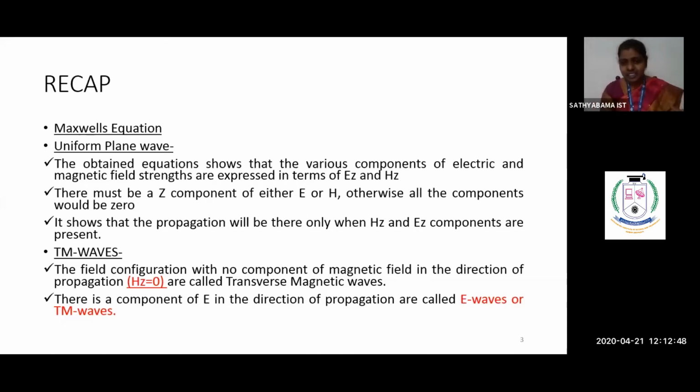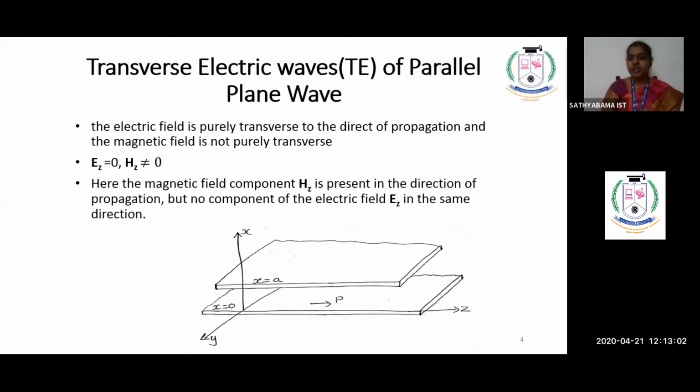With that we started the derivation. Then we found out what components exist and do not exist. So this is the recap of all the concepts we have seen in the previous session, which will be useful for you in this present session also. So let me go inside the topic.